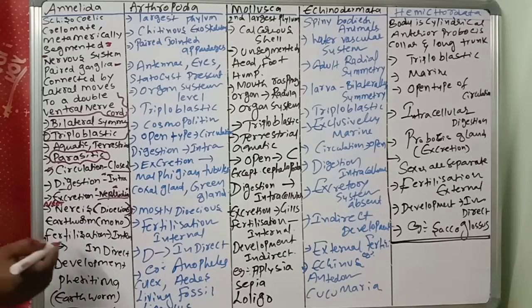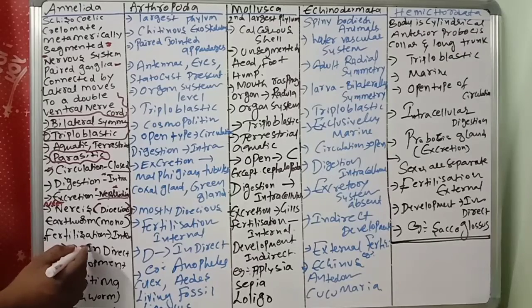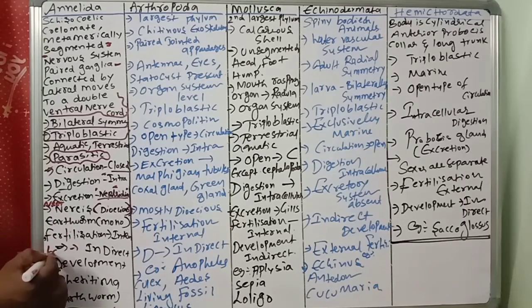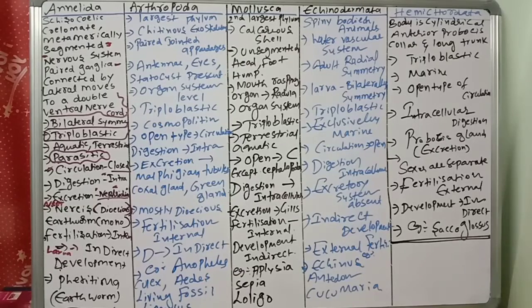The life cycle is indirect. Why indirect development? Because a larval form is present, as I told you already in the life cycle. That kind of development is called indirect development. Examples of annelids are Pheretima and earthworm. Pheretima posthuma is an earthworm.